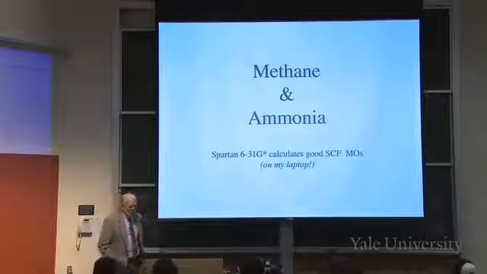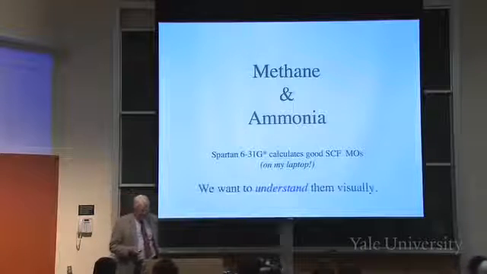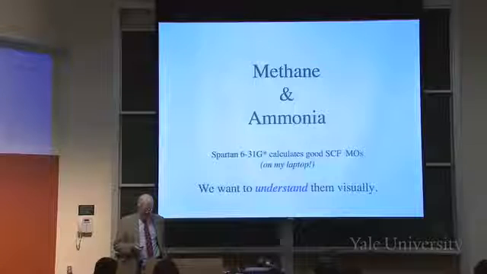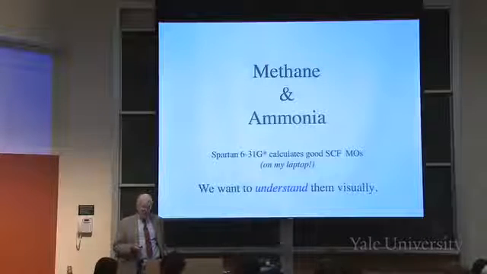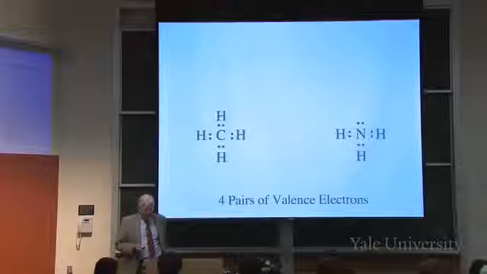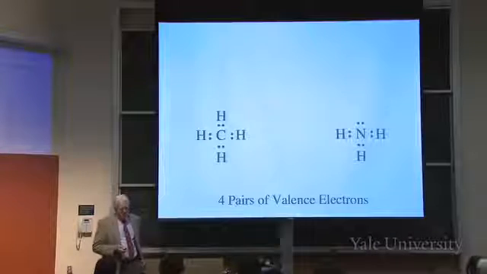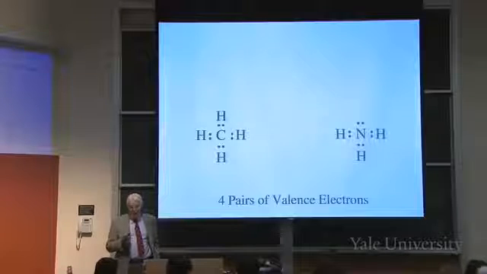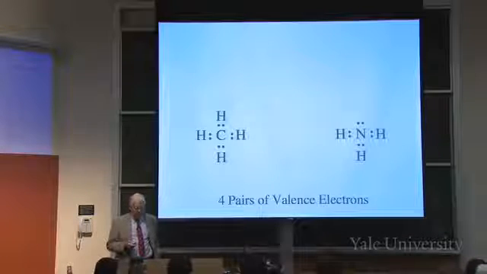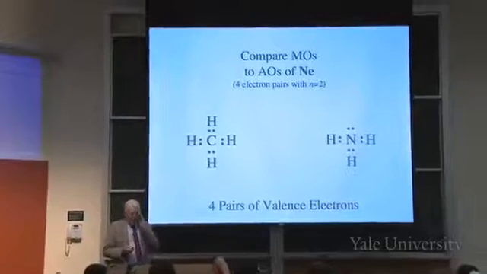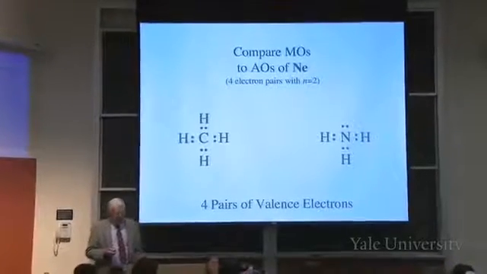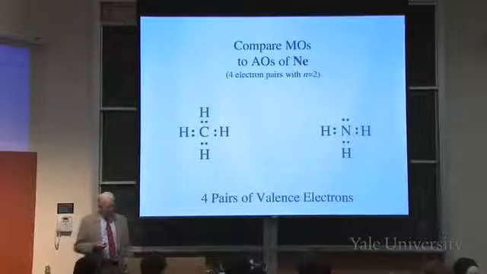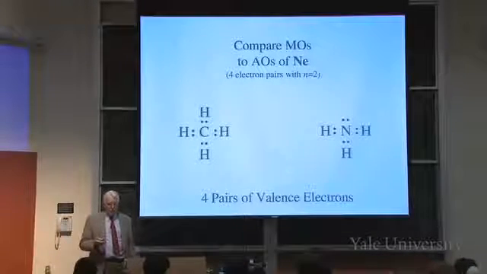Okay, so first we're going to look at methane and ammonia. And we want to understand them visually. Why do the orbitals in these molecules have the shapes they do? Okay, so there are 4 pairs of valence electrons. There are also 2 core electrons, 1s electrons on carbon and on nitrogen. So we want to compare the molecular orbitals to the atomic orbitals of neon, which has the same number of electrons. 4 electron pairs with n equals 2 in the neon atom.